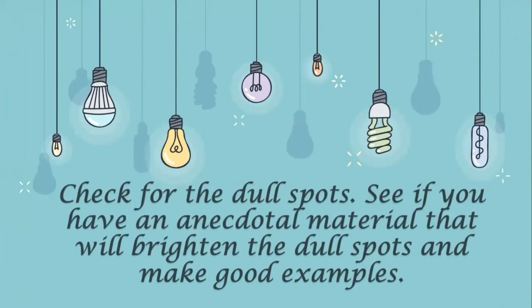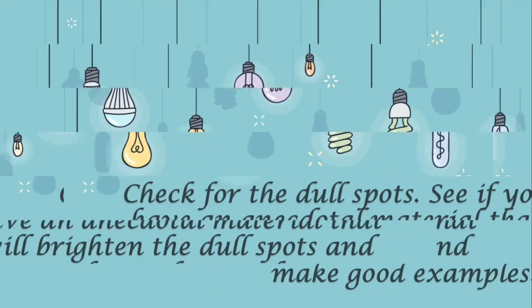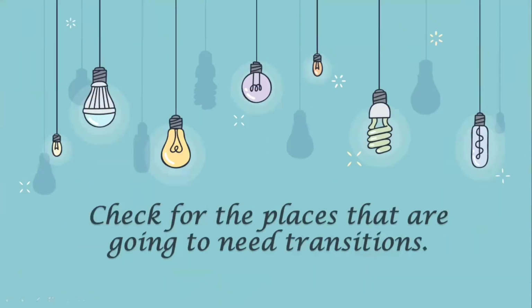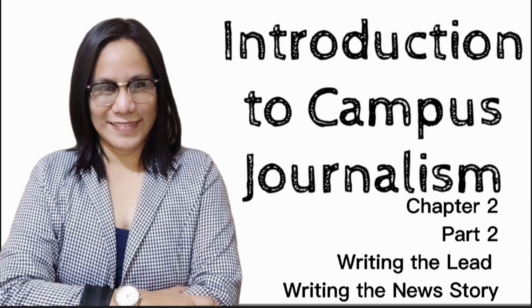Check for the dull spots. See if you have an anecdotal material that will brighten the dull spots and make good examples. Check for the places that are going to need transitions. In a complicated story, if you lose your reader for a lack of good transition, you might as well not have written it. So that is how we write the lead in the news story.